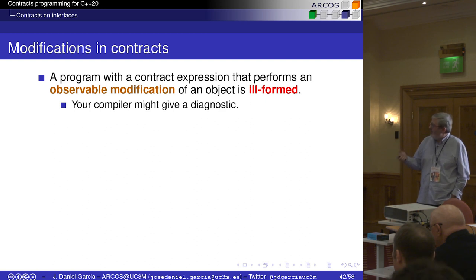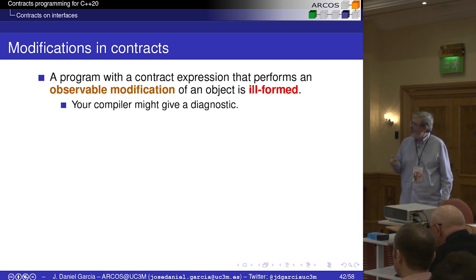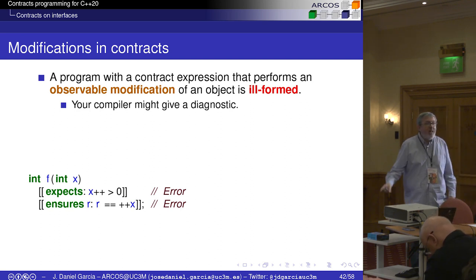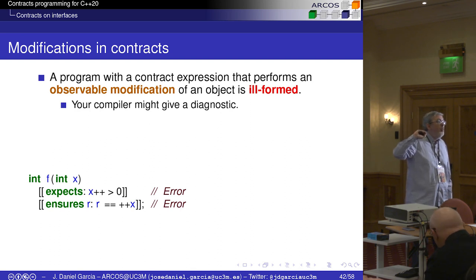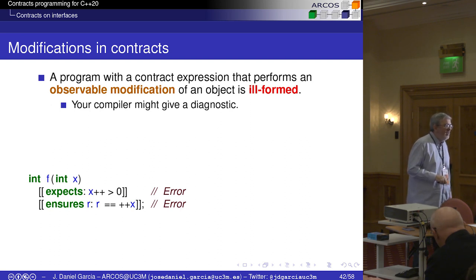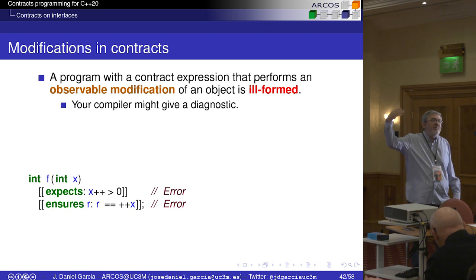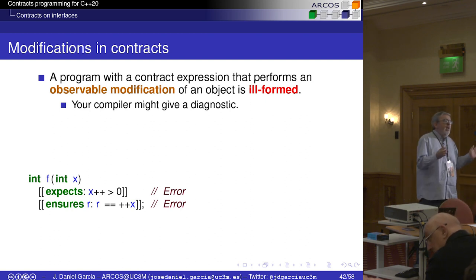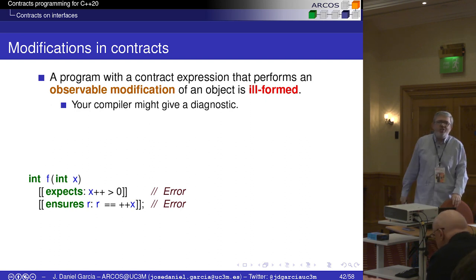Any observable modification in a contract is ill-formed. You cannot have any side effect in a contract. Now, why is this not always detectable? Let's say that I call a function as a predicate that is in another translation unit, and I don't have the source code accessible. Then I cannot, in general, prove it. So this is an error, but the compiler is not always obliged to give me such an error.